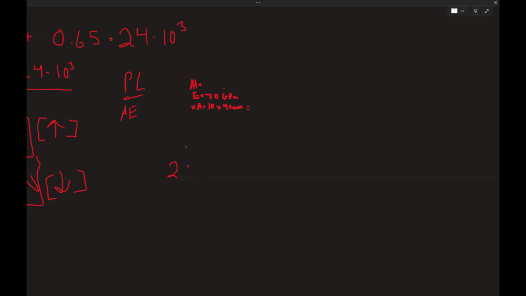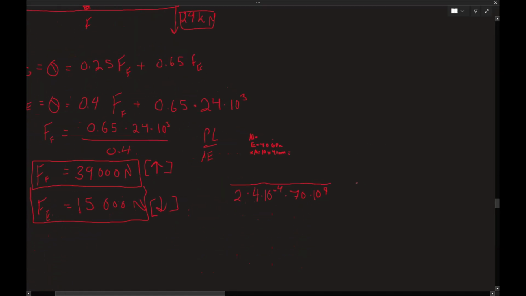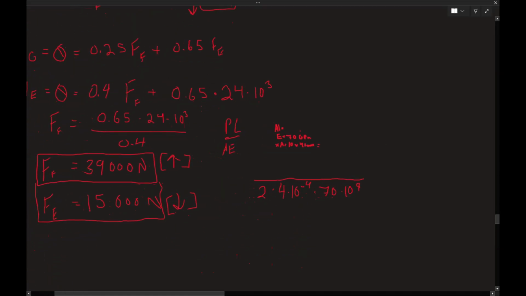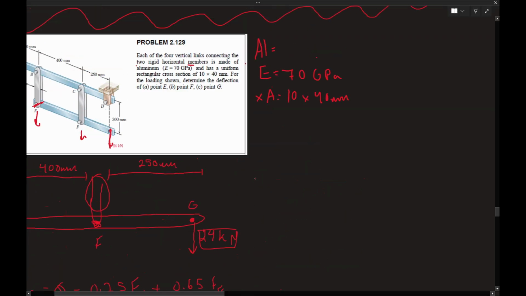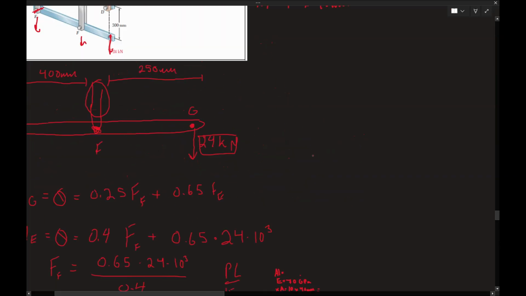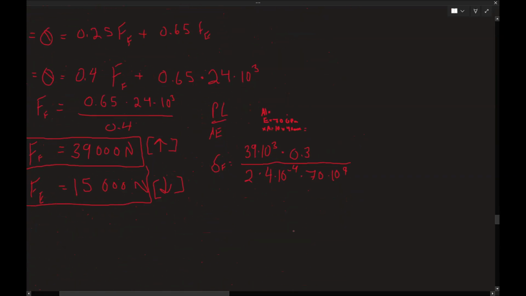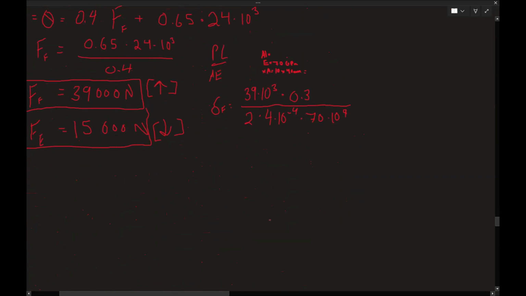And you get 4 times 10 to the negative 4. E was 70 times 10 to the 9, all that over P. The denominator is the same for all of them. Let's say for F, we're doing F equals 39 times 10 to the 3 times the length of the beam, which is 0.3 meters. And there you go. I think that should be legal in terms of the way that's gone.